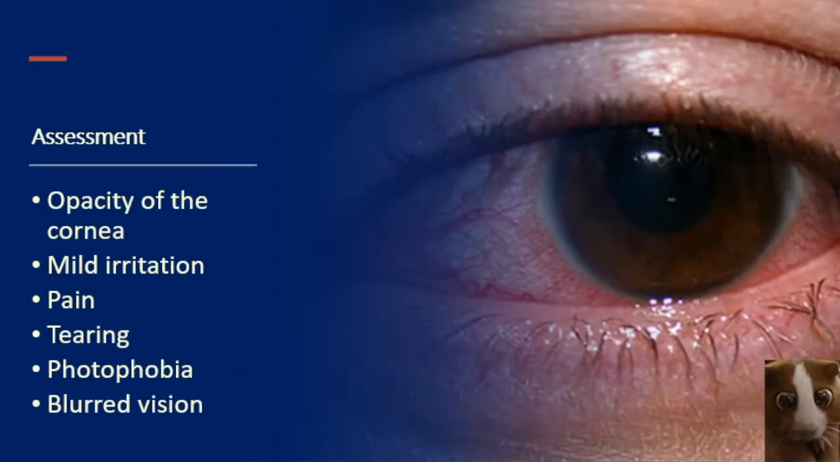Now, assessment. An eye may have a non-ulcerating sterile keratitis. So, your patient will have opacity of the cornea. There is mild irritation. There is pain. There is tearing. There is photophobia. Your patient would also experience blurred vision.